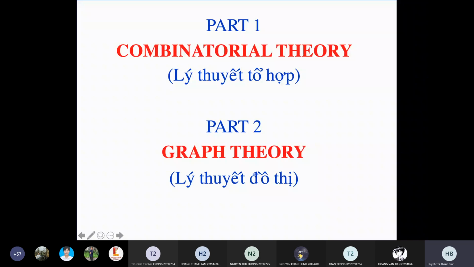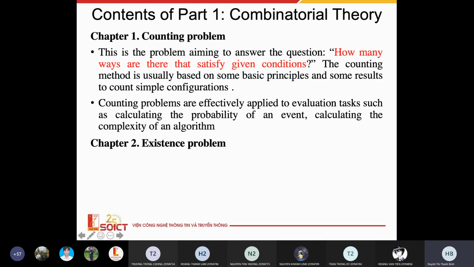And there are two parts in this course. The first one is the combinatorial theory, and the second one is the graph theory. For the first part, combinatorial theory, the first chapter is the counting problem. This is the problem aiming to answer the question: how many ways are there that satisfy the given condition?